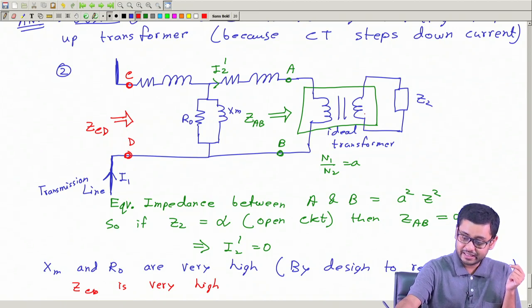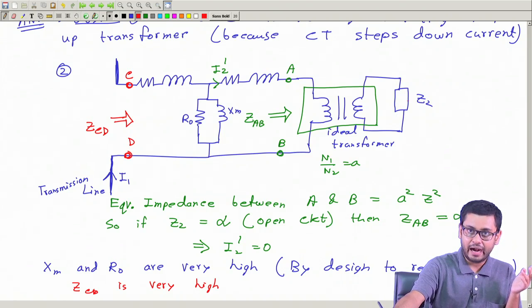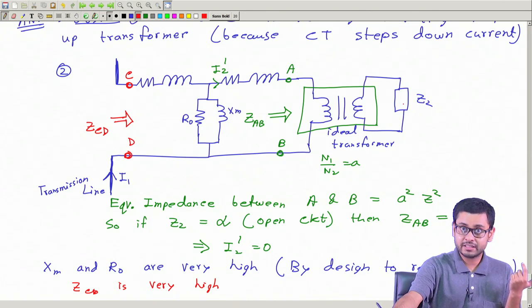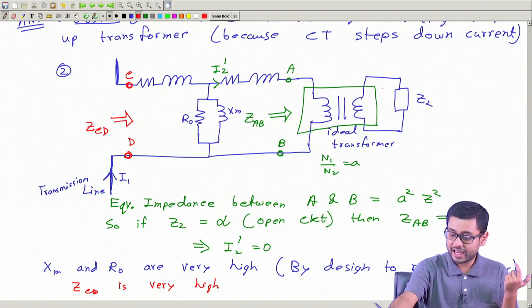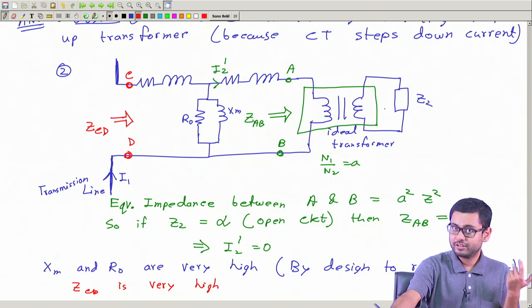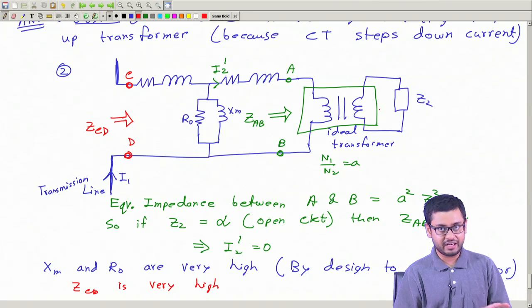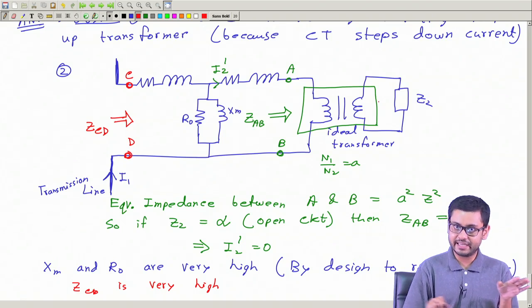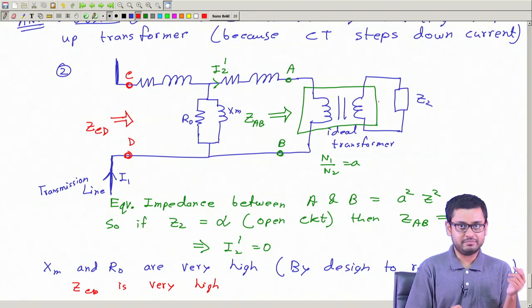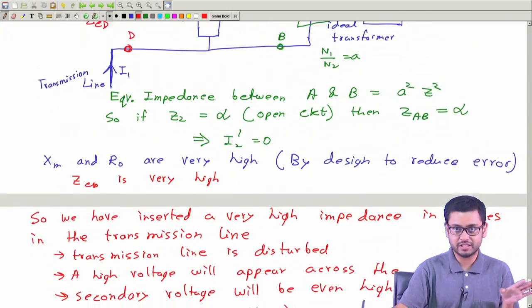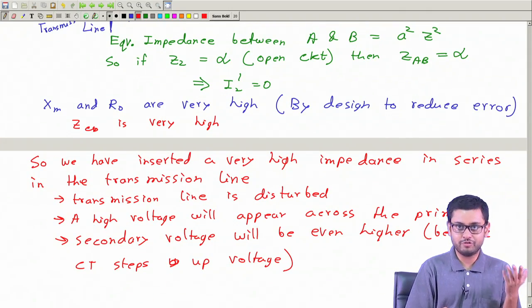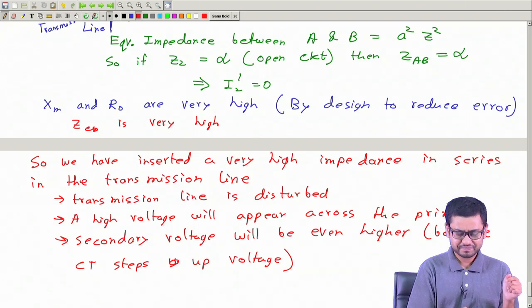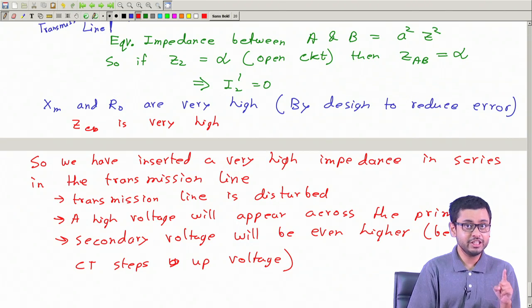Now if somebody is also trying to connect something at the secondary, then he will face a high voltage. That's risky. So this CT may be damaged, that is one factor. If somebody is going to connect something to the secondary, he might get an extreme, fatal shock. So this is very risky. So the secondary of a CT should never be open circuited.